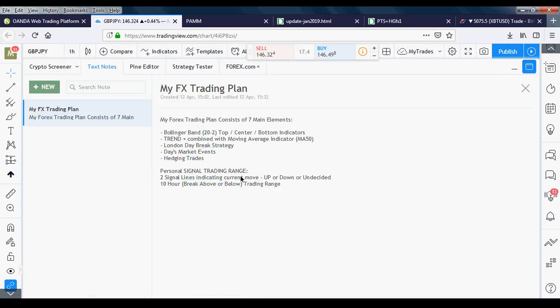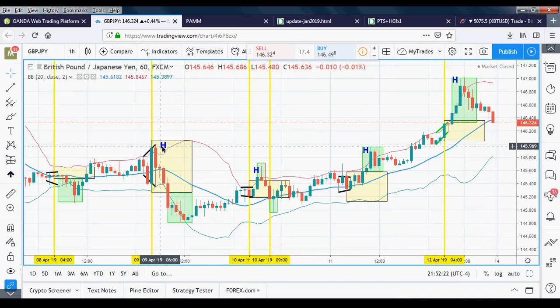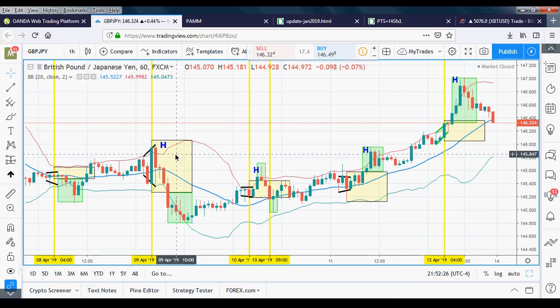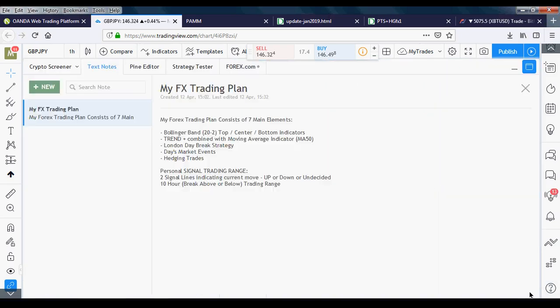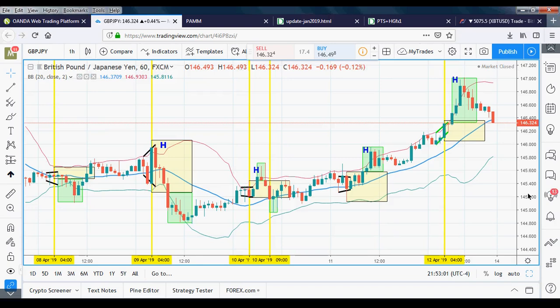Now, personal trading range. What is that? This is once again marked in that black and pinkish yellow background, all right? I call that signal trading range, and that's what that is. And also 2 signal lines indicating current move, up or down or undecided. And once again, that signal trading range is a 10-hour break above or below the trading range. Now, let me explain that a bit.